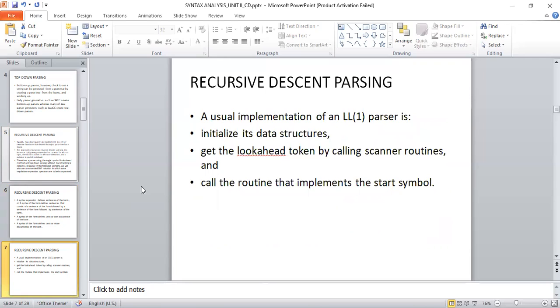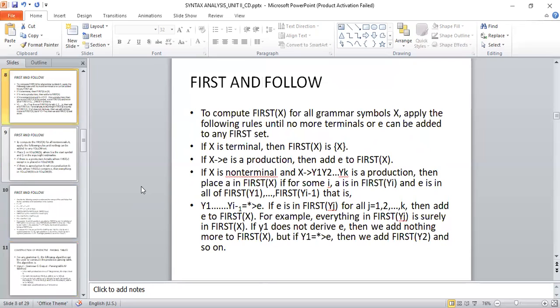A usual implementation of an LL(1) parser is to initialize the data structures, get the look-ahead token by calling its scanner routines, and call the routine that implements the start symbol. In this we have first and follow. So how to find first and follow?